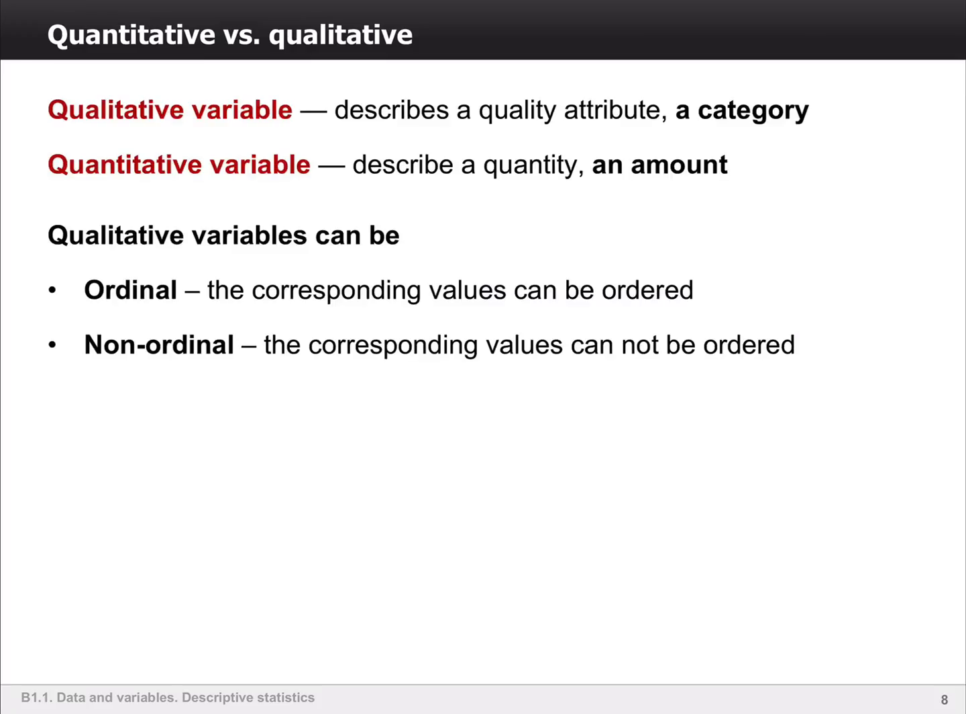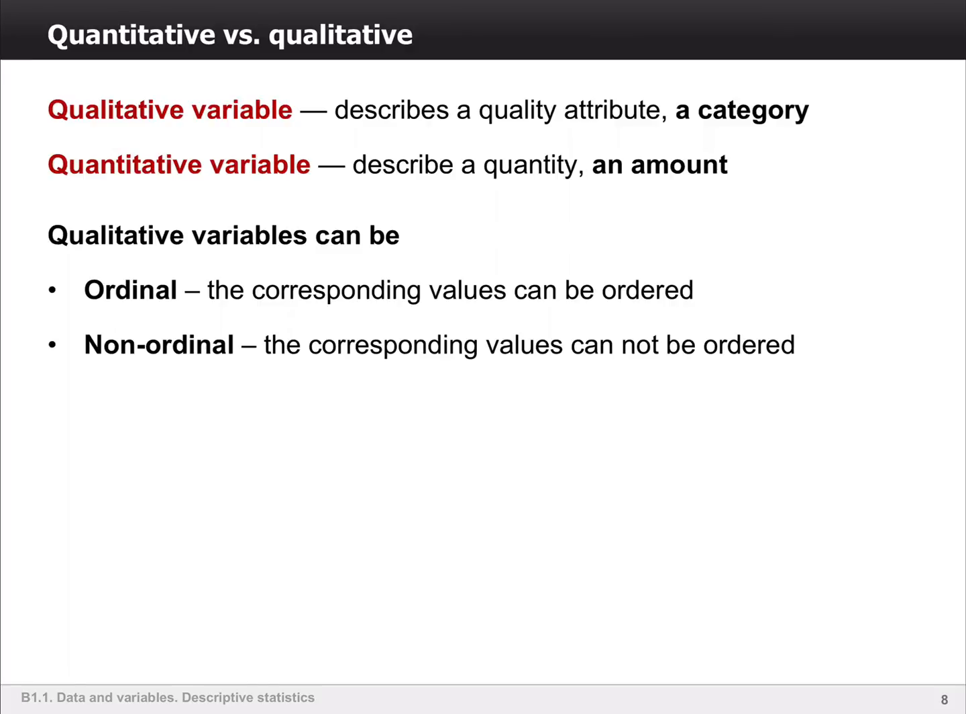Okay. Quantitative and qualitative. Well, that means a very simple thing. If a variable describes a category, it's a qualitative variable. If a variable describes an amount, it's a quantitative variable, quantity or quality. Sometimes qualitative variables are called categorical variables or factors. Okay. These categorical variables can be ordinal or non-ordinal.